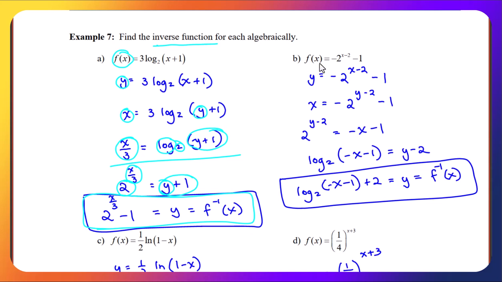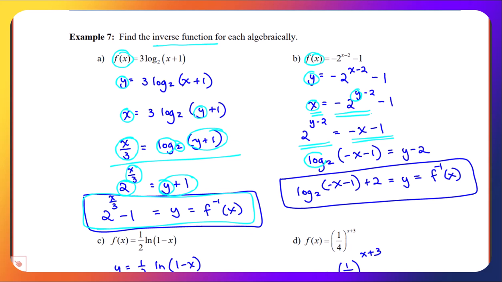For b, we replace f of x by y. We switch x and y. And there's lots of negative signs here. So what I'm going to do is the term that has the y, I'm going to move it to the left so that it's positive. And the x on the left, I'm going to move it to the right. So I'm slowly getting y by itself.